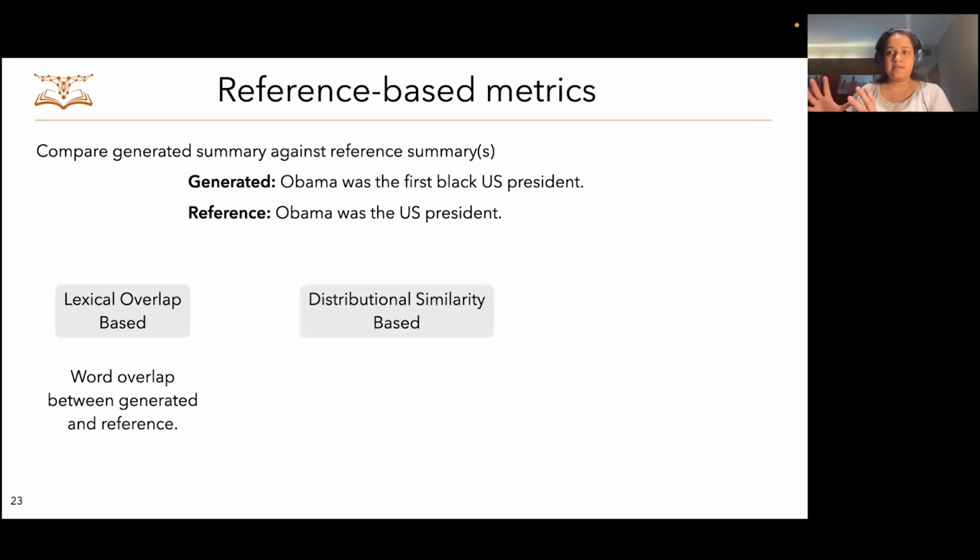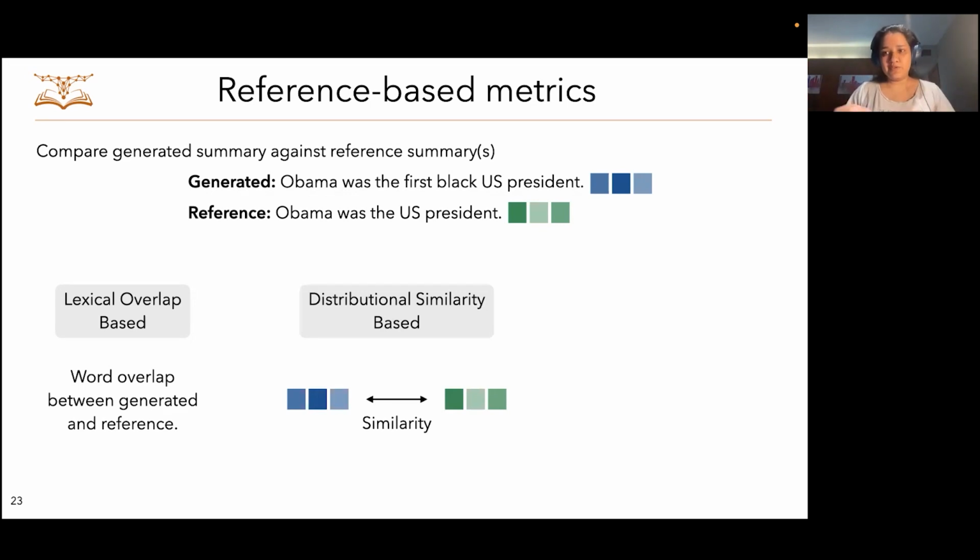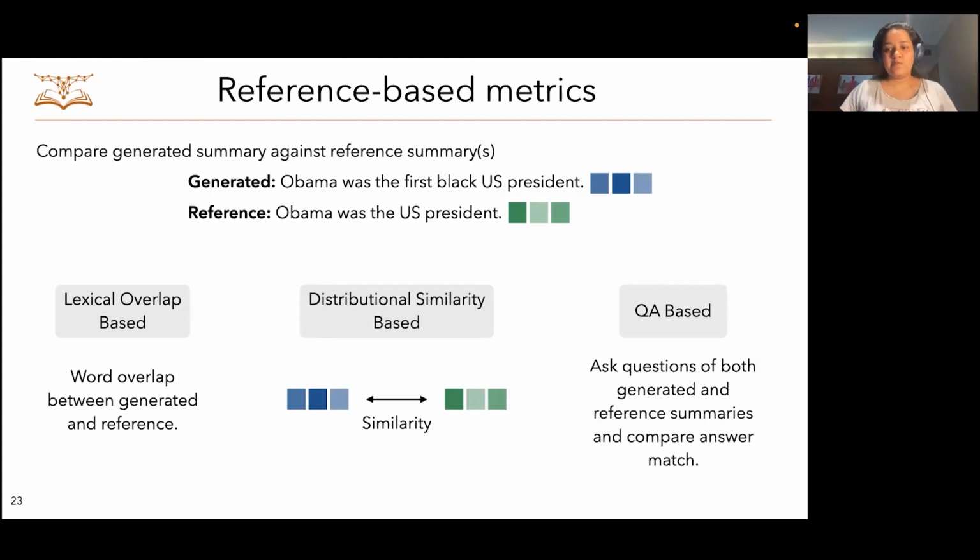The second category is distribution similarity based metrics, where an encoder model is used to get vector representations of both the generated and the reference summaries, and a similarity between these two is computed. And this last category of models is the QA-based models, where you basically use automatic QA/QG models to ask questions of both the generated and reference summaries, and then compare whether the answers match or not.